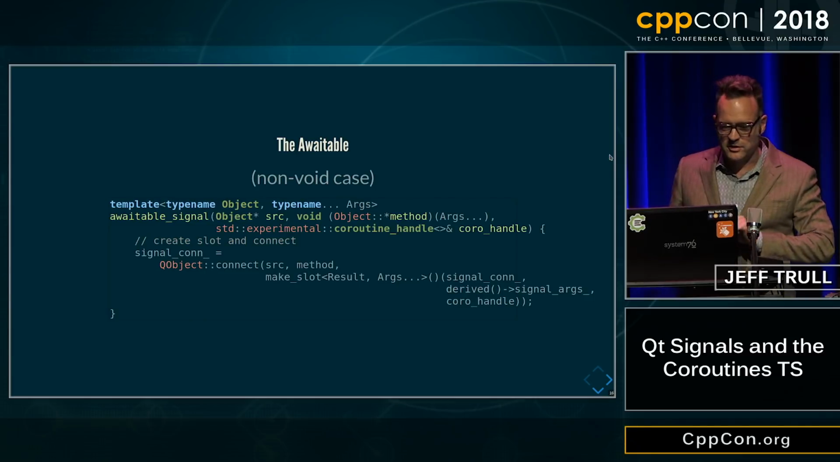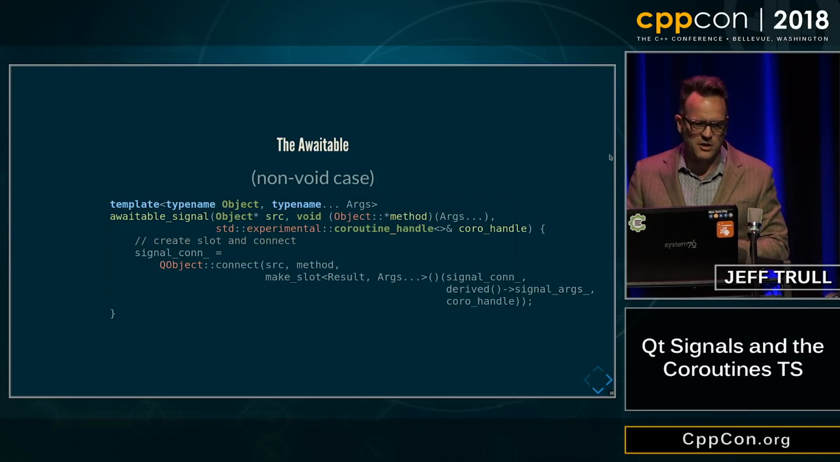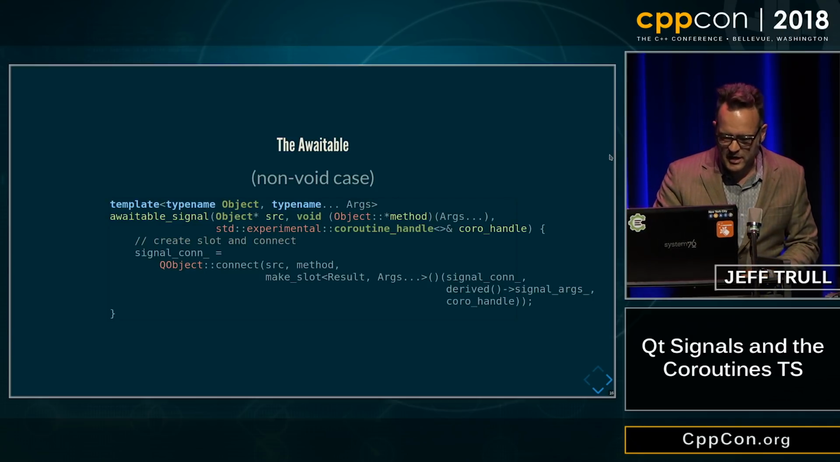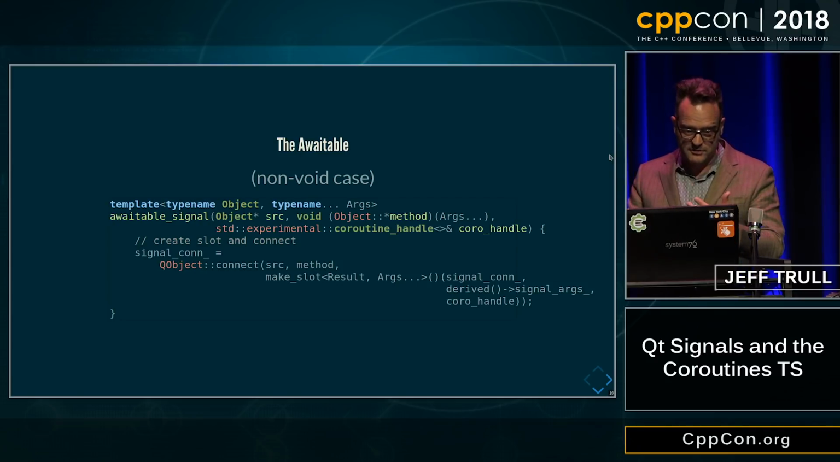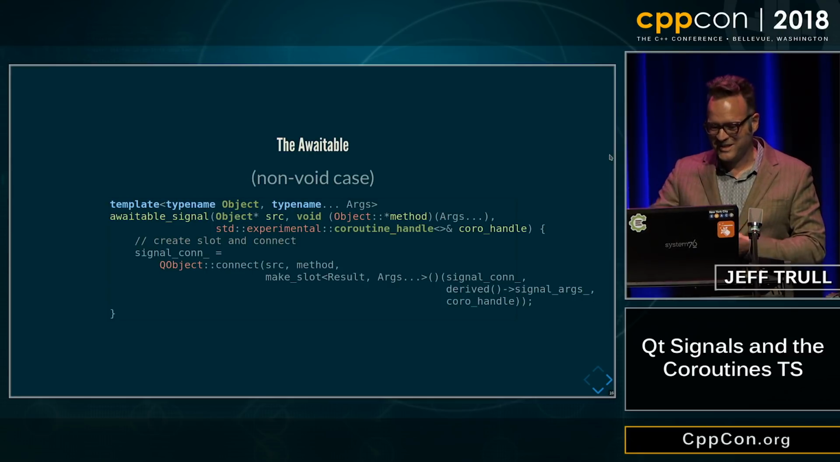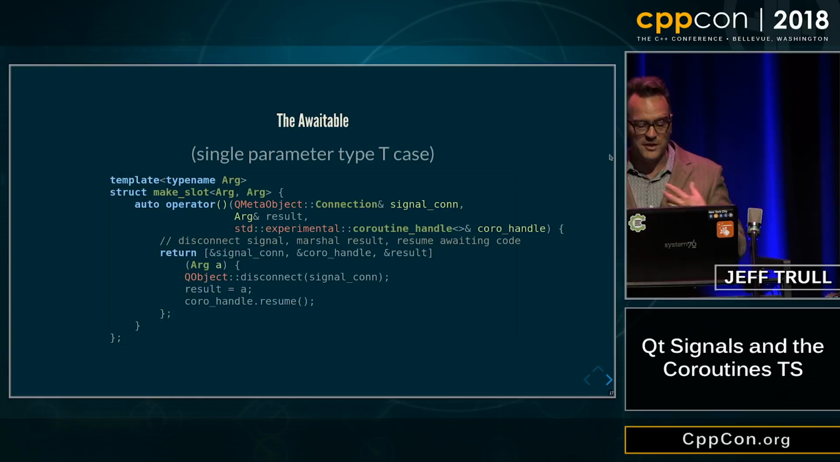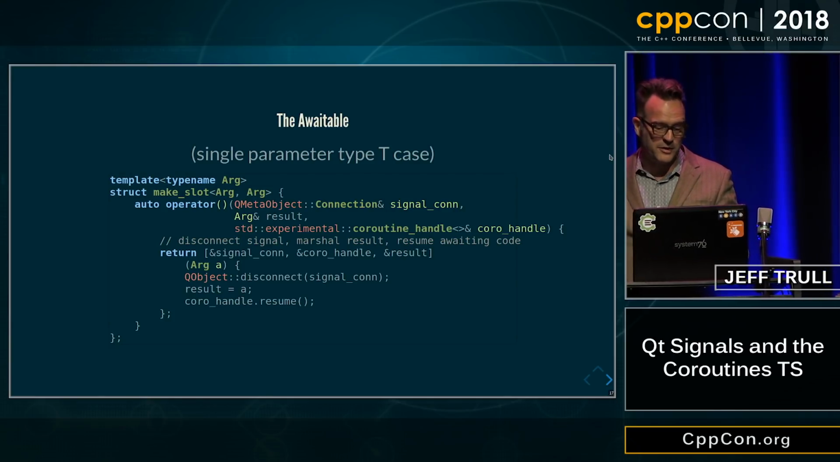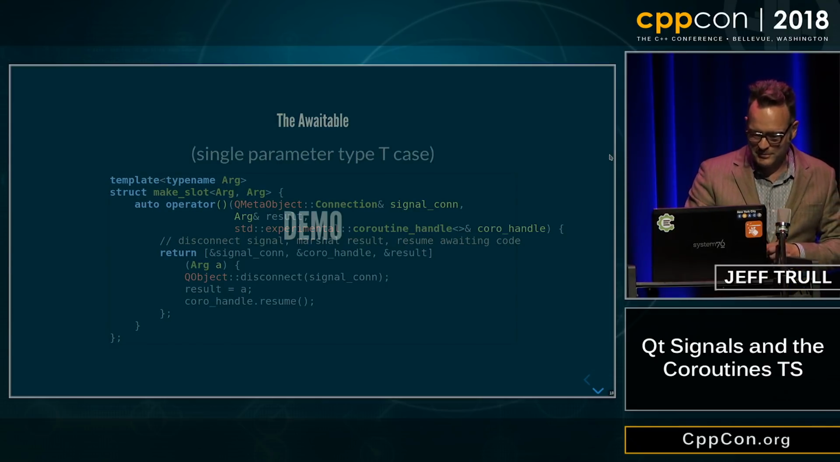A little bit of the code here. All I'm doing is, when the awaitable is constructed, I'm actually performing the connection. I'm calling something called makeSlot, which has a bunch of metaprogramming backing it up. Our awaitable is constructed based on a signal, and we're making a slot for it. The slot itself is just going to disconnect from the signal when the signal arrives. It's going to marshal the result, and then it's going to resume the original function.